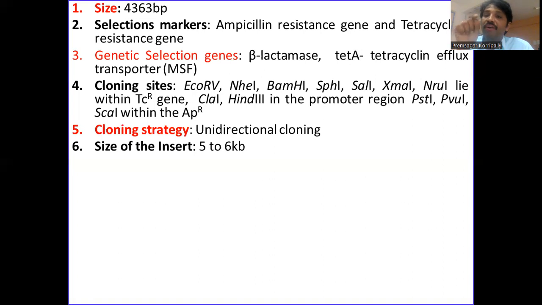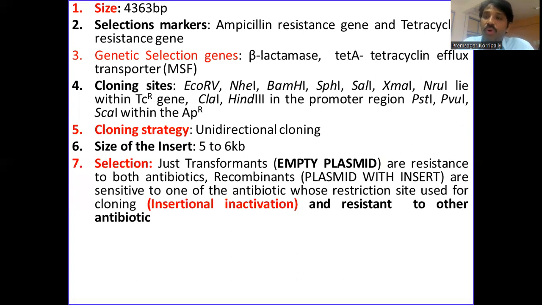You can clone 5 to 6 kb of insert, because whenever plasmid total size is reaching 10 kb, beyond 10, it is unstable. So already the pBR322 vector size is 4363. Hence, we can clone another 5 to 6 kb of insert into this vector.